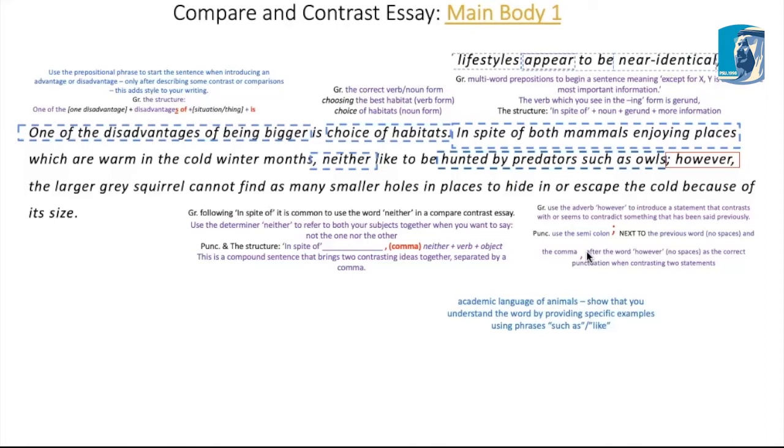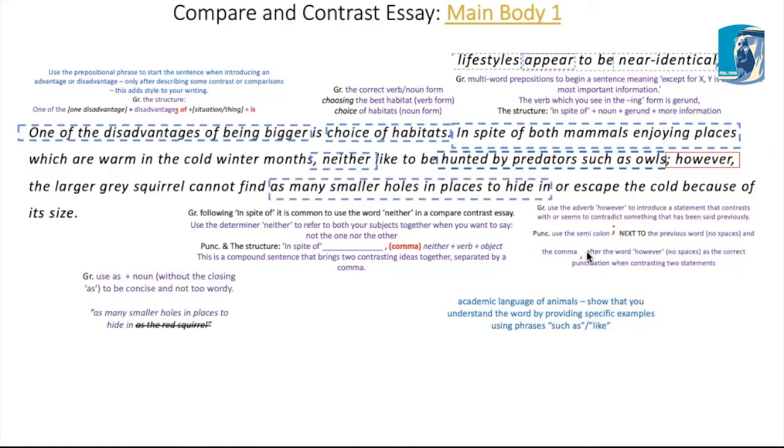It's next to the word owls, there's no space. But once that semicolon is there, put a space and then write the word however, and then let the comma hook on to the end of however, no spaces. Okay, so be careful of spacing in how you punctuate. It's often an issue when we are marking student work. So that word however is an indicator that something different is coming now.